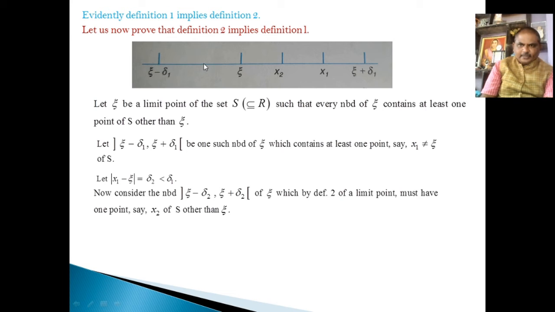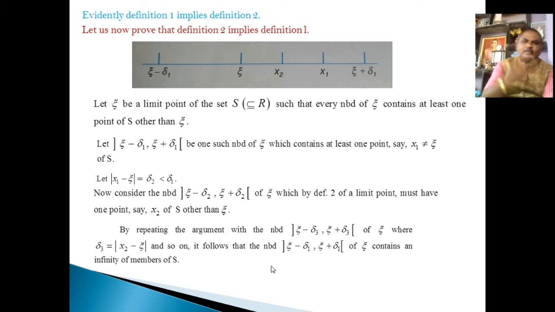Now consider the neighborhood, the open interval (zeta minus delta 2, zeta plus delta 2) of this point zeta, which by definition 2 of a limit point must contain one point, suppose x2, of S other than zeta.